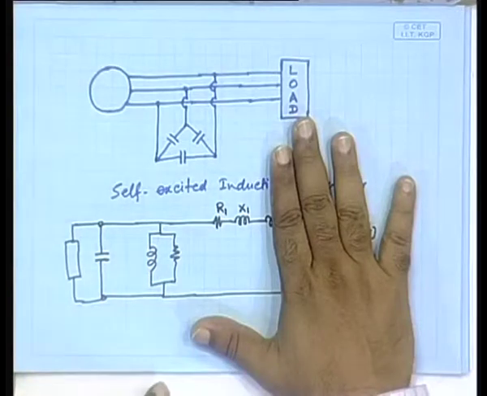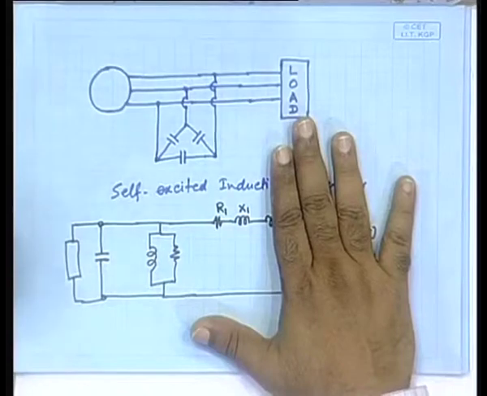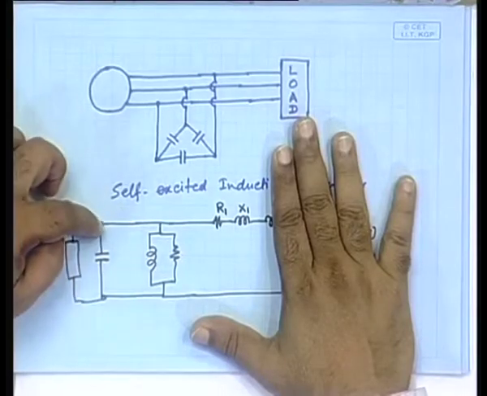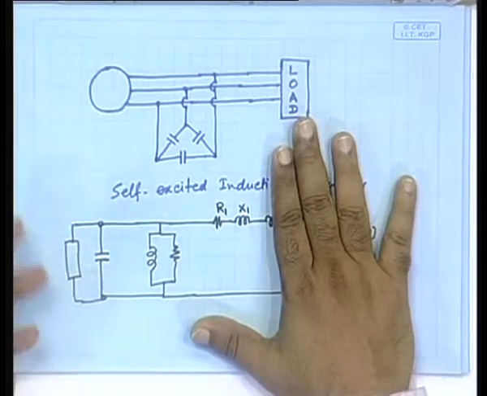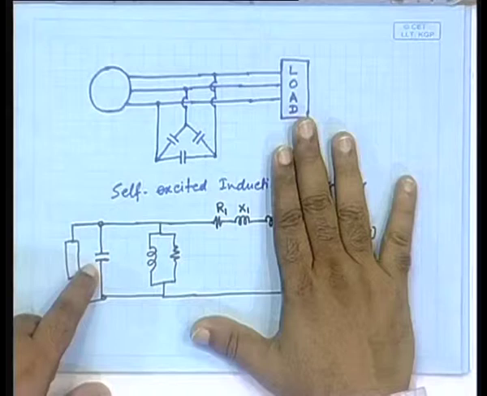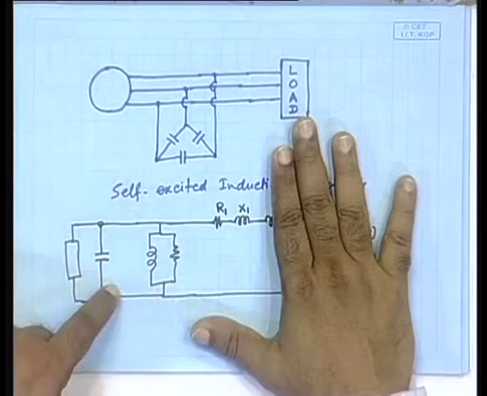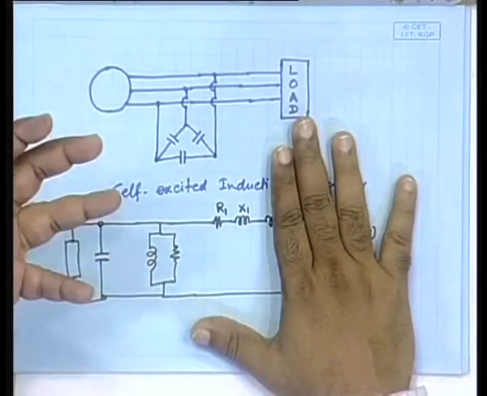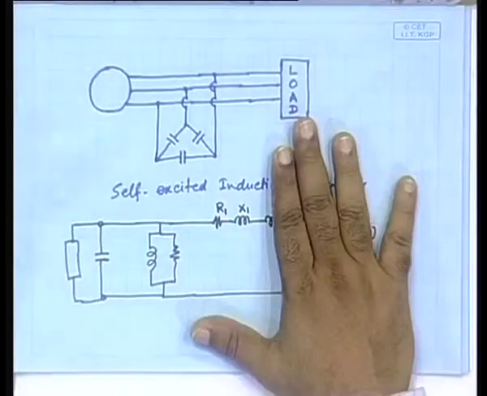In that situation, if the machine is rotated, because of the residual magnetism there will be some voltage induced here. Because of that voltage, there will be a current flowing through this capacitor, and by the nature of the capacitor it will be a leading var. That means it will generate reactive power, and that reactive power will circulate through this. Naturally, the magnetism will build up, and ultimately the whole thing will settle at a specific voltage. That means a specific voltage will be generated in the process of self excitation.